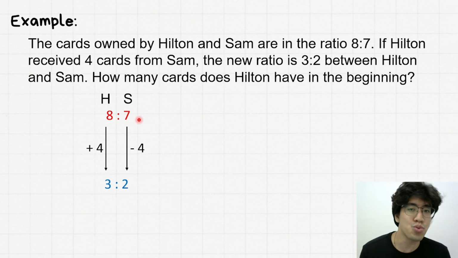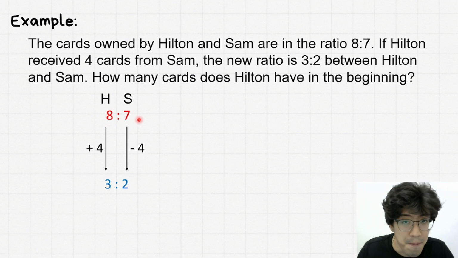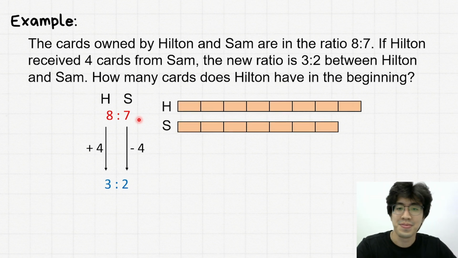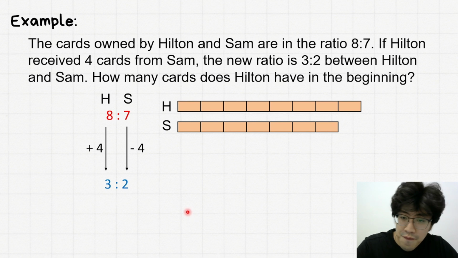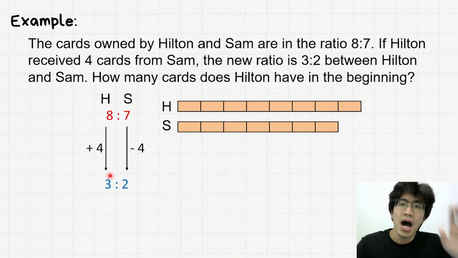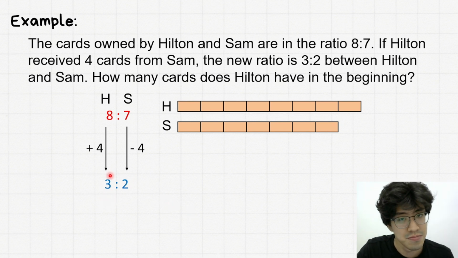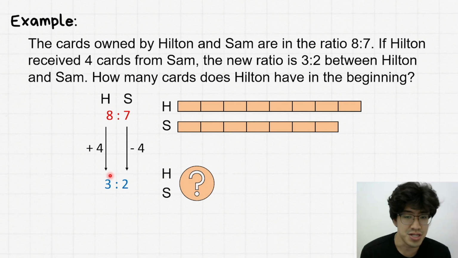What would be the best way we can visualize what's going on? And you got it correct. We just simply draw the model. So over here for Hilton, I have 8 units, and for Sam, I have 7 units. And for the second ratio over here, how am I going to draw it out? So that's the question, right?